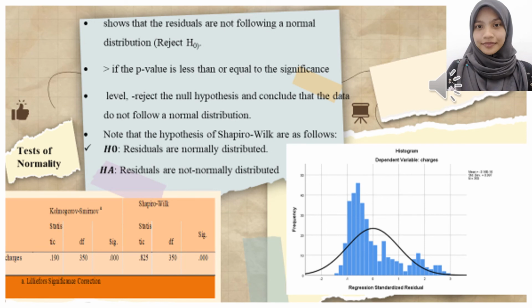It depends on the test of normality. The histogram of the regression standardized residual shows that the residuals are not following a normal distribution. We can reject H0. This is because if the p-value is less than or equal to the significance level, the decision is to reject the null hypothesis and conclude that the data do not follow a normal distribution. Note that the hypotheses of Shapiro-Wilk are as follows: H0, residuals are normally distributed, and HA, residuals are not normally distributed.